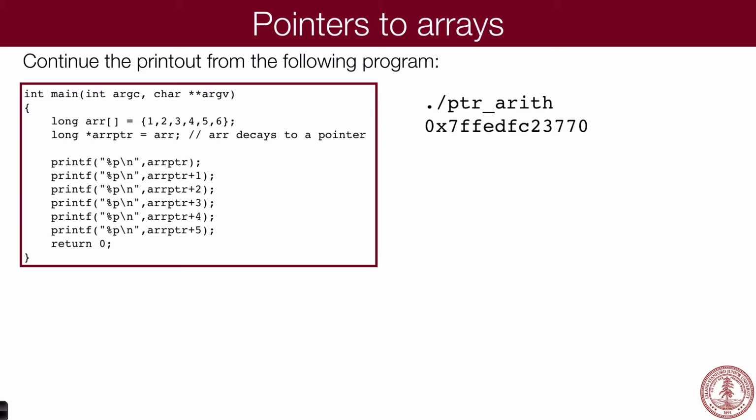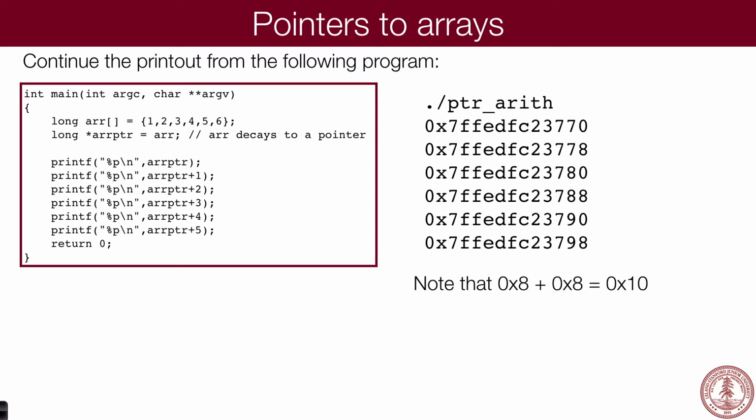Again, I'm hammering this, and I'm being very explicit about this so that you see how important it is to get this into your brain. In this case, what's going to be next if I do ARR PTR plus 1? 7, 8. Why is it 7, 8? Because it's 8 bytes each.